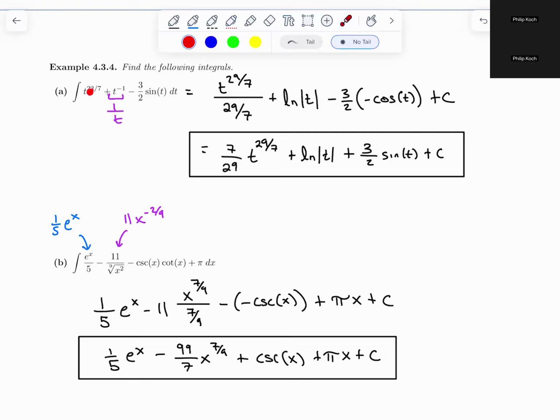So t to the 22 sevenths becomes t to the 29 sevenths divided by 29 sevenths. T to the negative 1 is the same thing as 1 over t, so that's natural log of the absolute value of t. And then negative 3/2 sine t has an antiderivative of positive 3/2. Why did it become a sine t? I don't know. Why weren't you guys asking me? That should be a cosine.